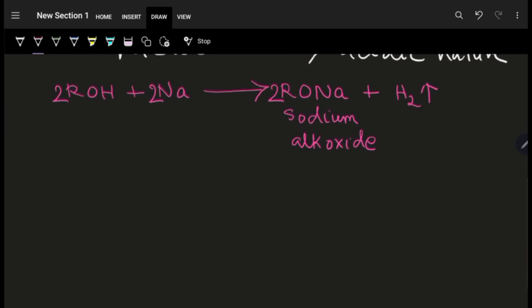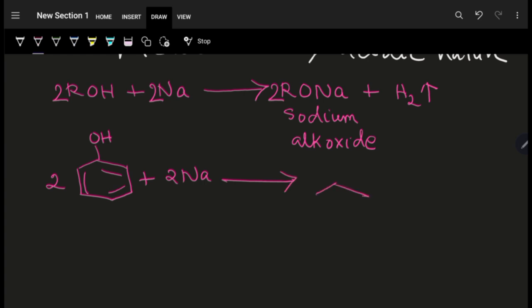Phenol also reacts with active metal sodium, so forming sodium phenoxide. So this is phenol. 2 moles of phenol reacts with 2 moles of sodium, forming sodium phenoxide. So this is ONa, C6H5ONa is known as sodium phenoxide.